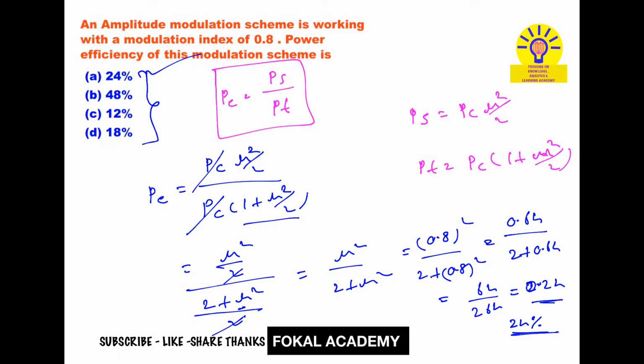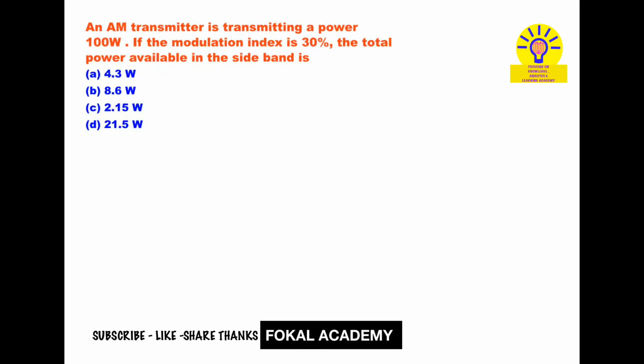Come to the next problem. See here in this problem, an AM transmitter is transmitting a power of 100 watts. If the modulation index is 30%, the total power available in the sideband is. So the total power is given and modulation is given, and the requirement is what is the sideband power.